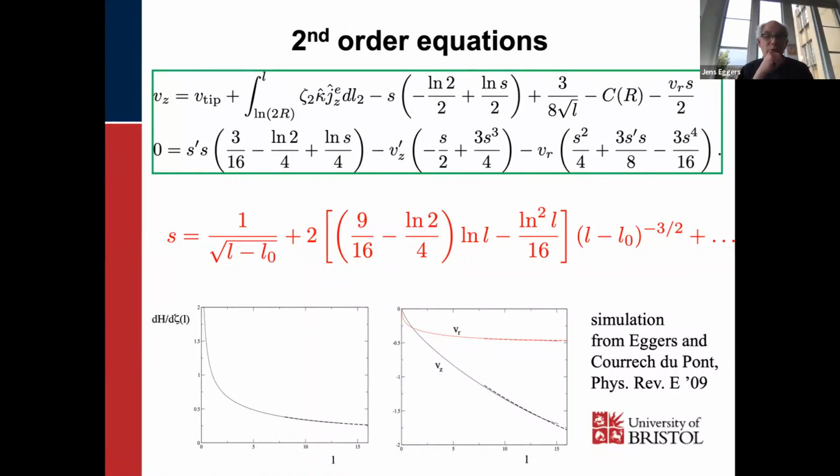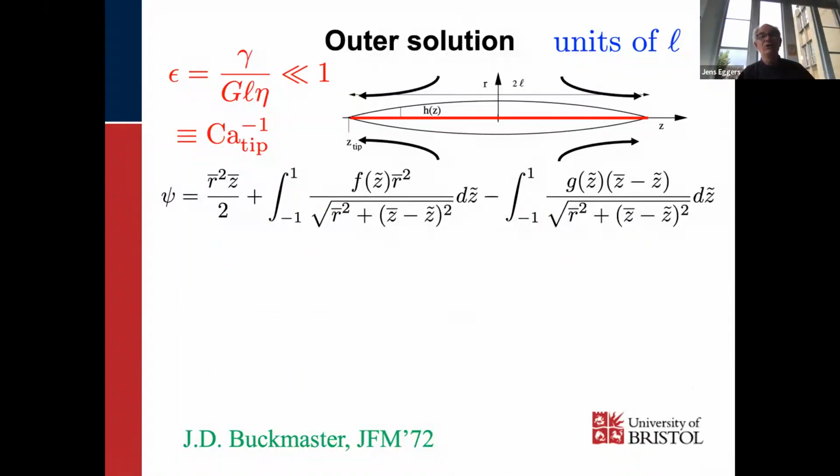So there's one more thing to do now. This is just the description of the near tip region. I also want to describe the whole drop. And for this, I have to match this description of the tip region to an outer solution which describes the whole drop. And as an outer solution, I take the slender body expression I've referenced before, which was again done to second order by Buckmaster in 1972.